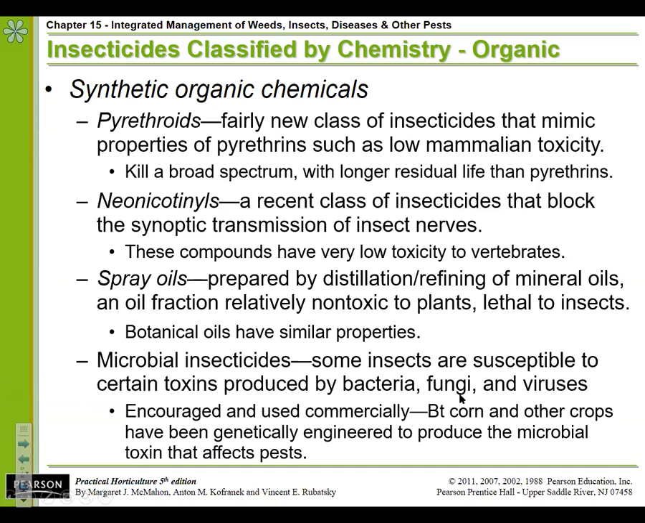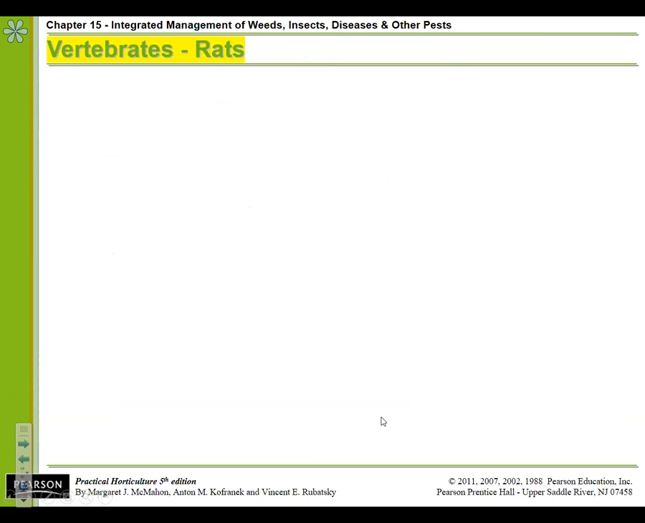We also have microbial insecticides. It's considered a biological control based on toxins produced by bacteria, fungi, and viruses. One of the most common versions of these is BT, Bacillus thuringiensis, which is a fungus that, when consumed, kills insects from the inside out. So some companies have actually genetically engineered crops to produce BT in the leaves.